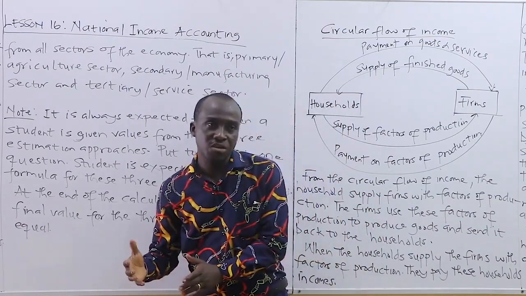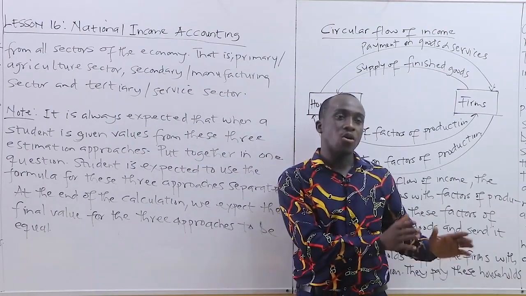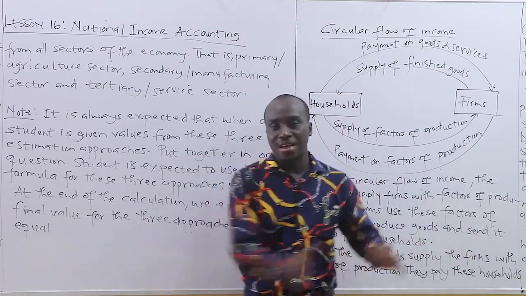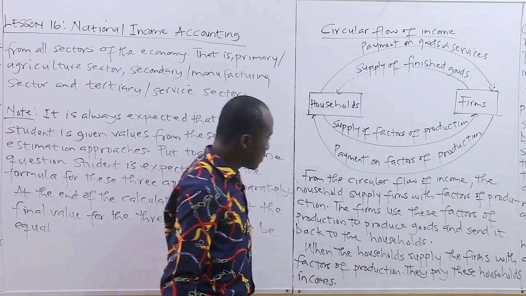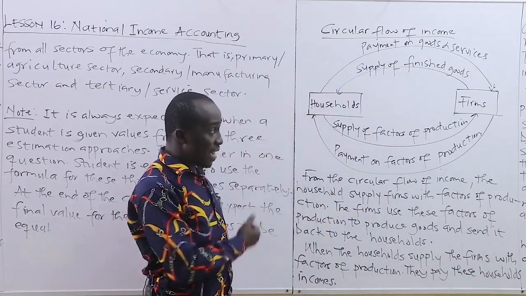All that the households receive, they use to buy goods, and all that they get goes back to the firms, and that goes that way. It's like a cycle, a very simple analysis. So let's see, as already explained.